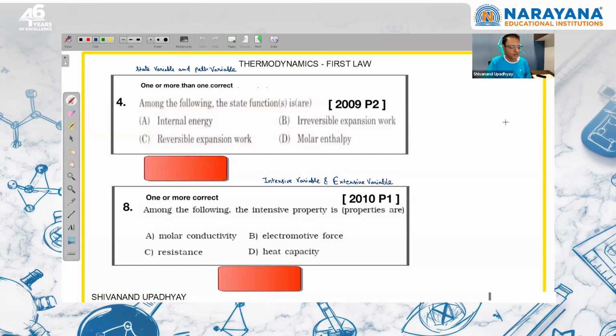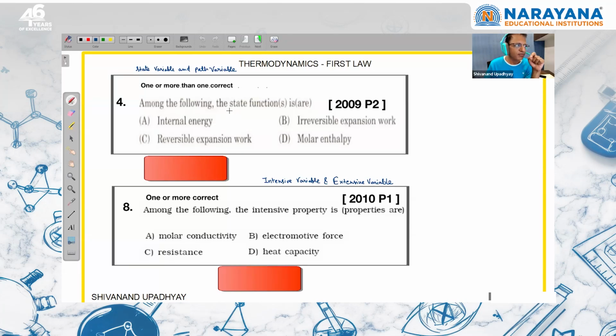Starting first law of thermodynamics, I want to discuss a few very simple things which are very common. You can see that one or more than one may be correct. There are a few questions asked and they are very simple. So the first question is, among the following, the state function is R. So what is the difference between a state function and path function?